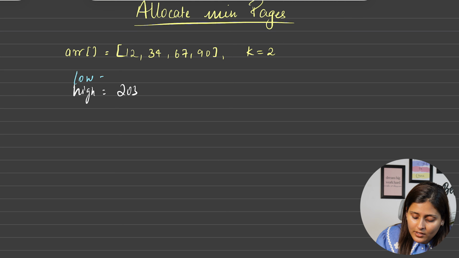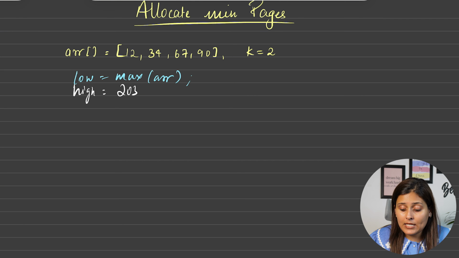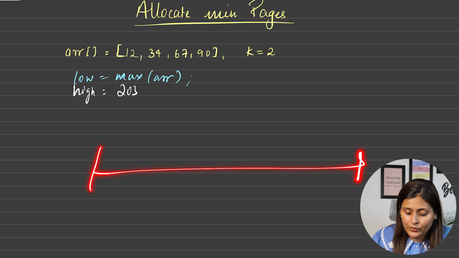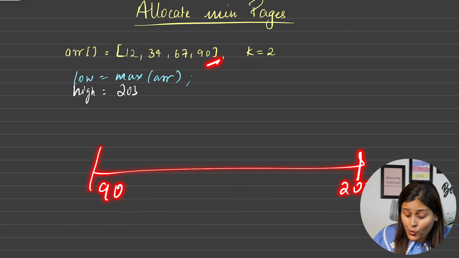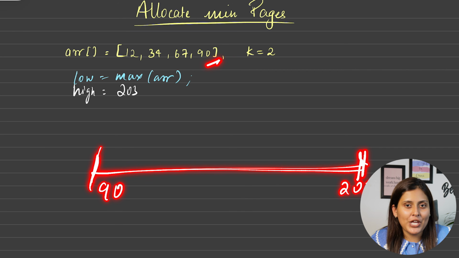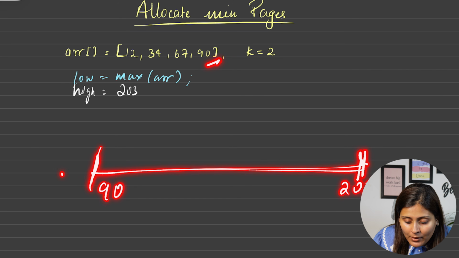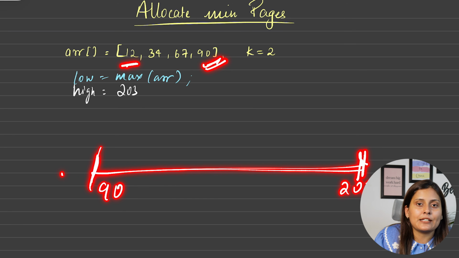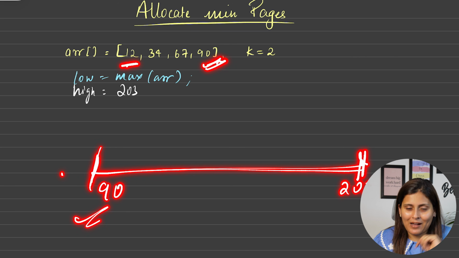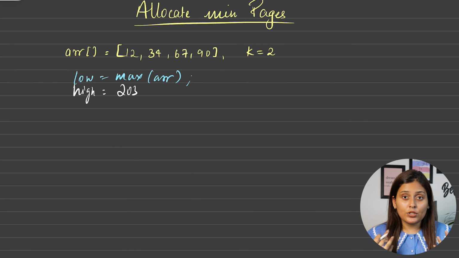So lower will be nothing but the maximum of the array, because our answer will lie from the maximum value, which is 90, to the summation of all, which is 203, and our answer lies in between. Now you have to check why not minimum 12 and why only 90 here. Take smaller values of inputs and let me know why only the maximum value. This is your task.